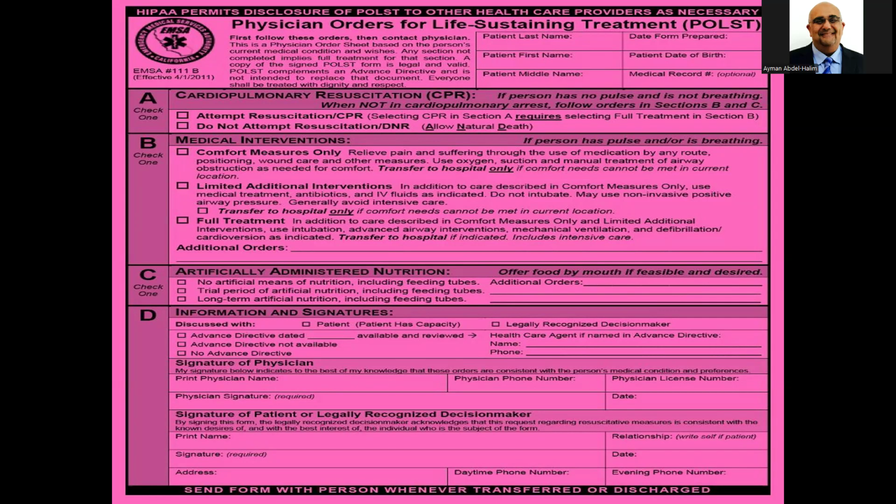So here in section B, they talk about IV fluids and whether the patient would like to receive IV fluids at end of life or not.